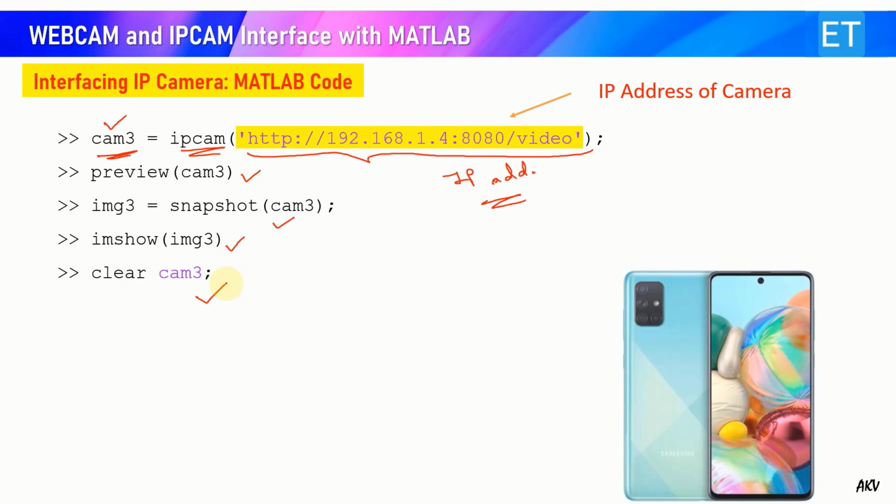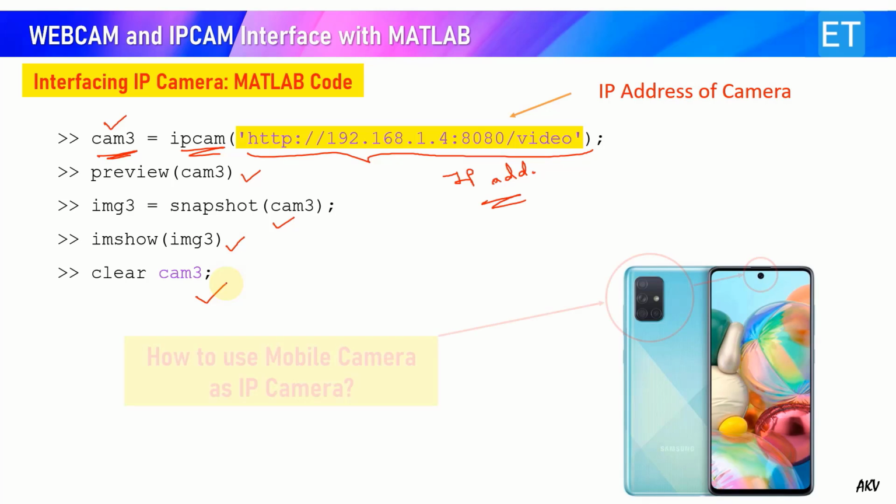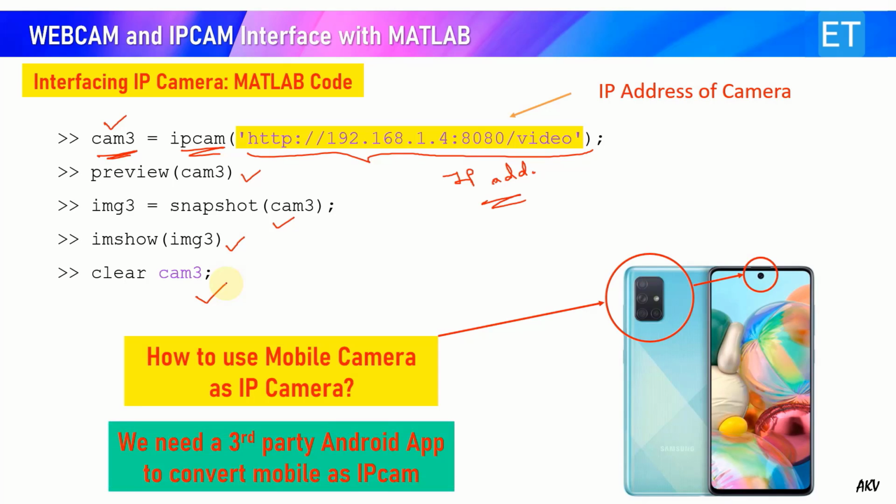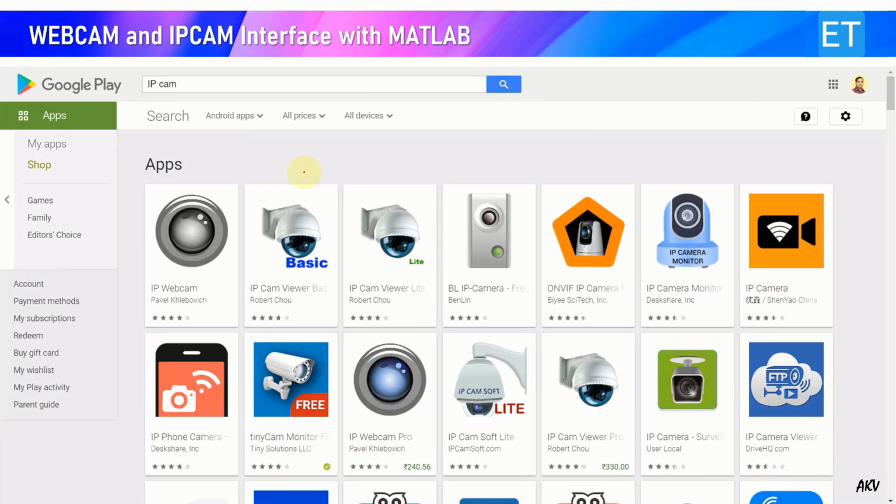So let me show you how you can use your mobile phone as an IP camera. For that I need a third-party Android application by which I can convert my mobile phone into an IP camera. So what are those Android applications? For that, just open Google Play and write IPcam in the search box. You will have a list of a number of applications which are shown here. There are several applications. You can use any one of them, but I used this IP Webcam from Pavel. It is one of the most popular applications to convert your mobile phone into an IP cam.